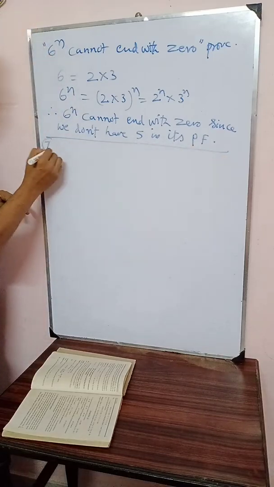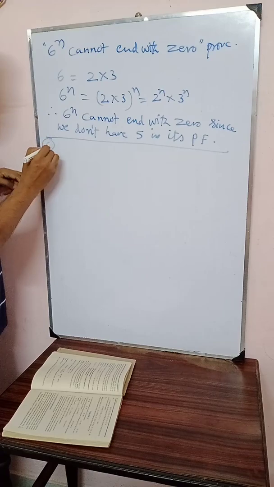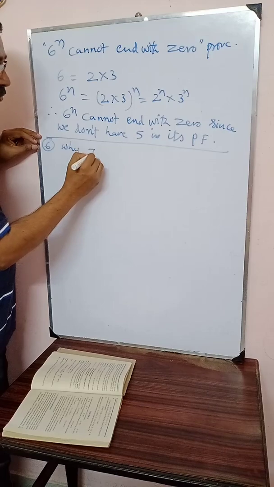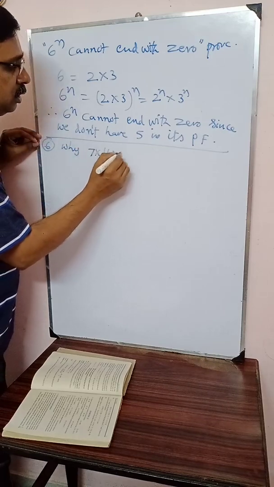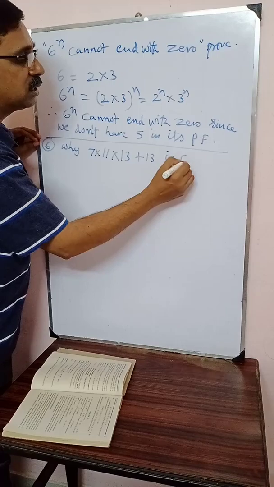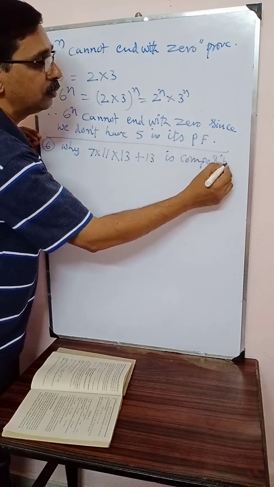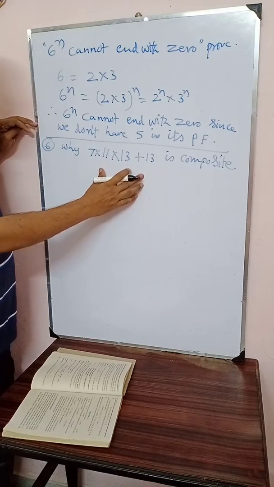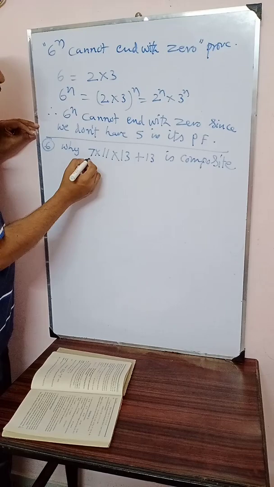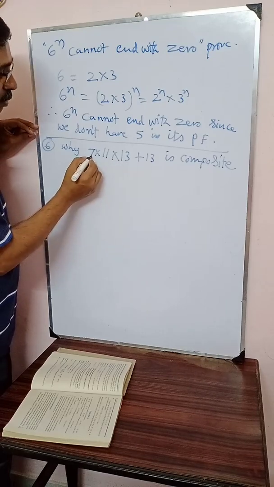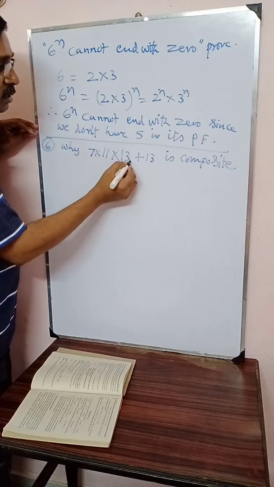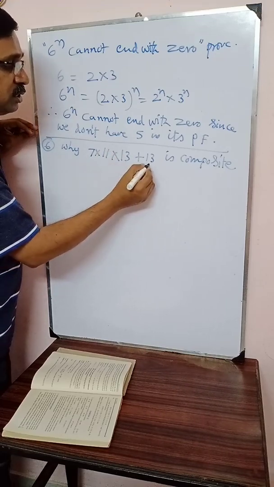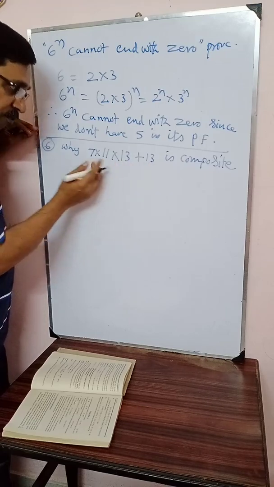Now question number 6, of course, not 7. Explain why 7 into 11 into 13 plus 13 is composite. So it is a composite number that is given, but why it is a composite number, you have to explain. For that, you observe the product here. This is the product of 3 prime numbers and a prime number is added to that. So the prime number which is added is also there in the first term.